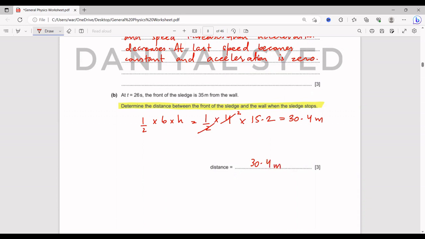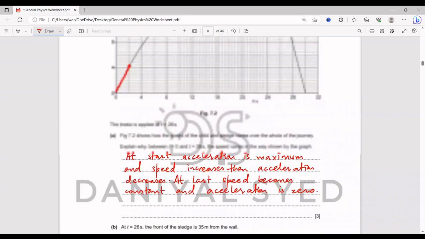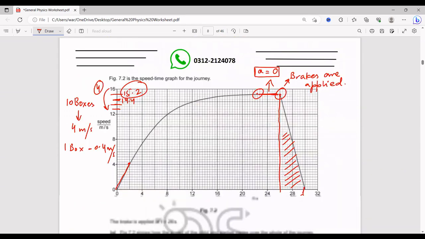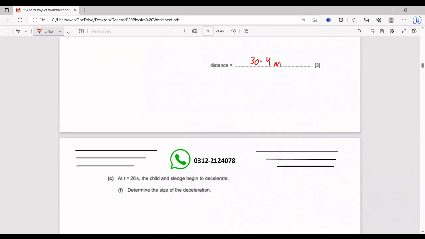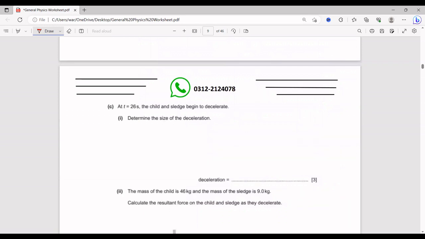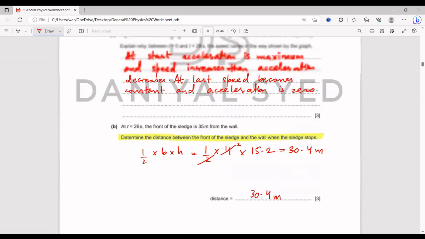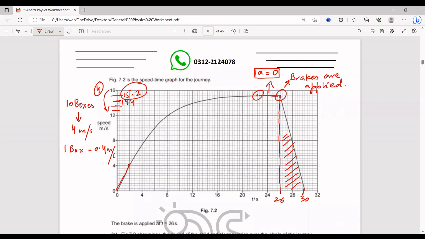The examiner asks you to determine the distance between the front of the sledge and the wall. So, beta, the distance between the front of the sledge and the wall is calculated by the area under the graph. Now, at 26 seconds, the child and sledge begin to decelerate. Determine the size of deceleration. So, beta, for deceleration, you have to calculate the gradient of this graph.